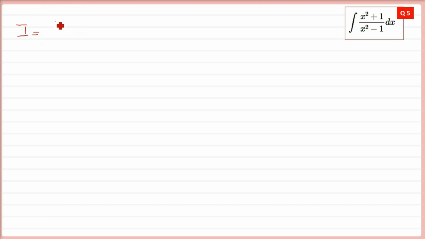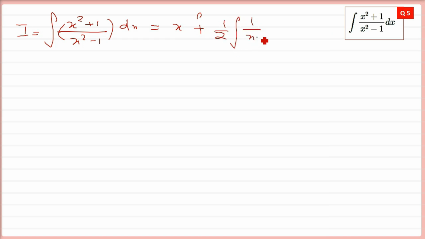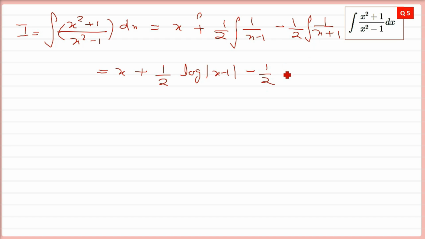Now this I will become like this. I equals the integral of x square plus 1 by x square minus 1, which will be equal to, A and B we have already found out. The first term was x; integration of dx was x. So x plus 1 by 2 we can take outside: integration of 1 by x minus 1, then minus half integration of 1 by x plus 1. So x plus half, 1 by x minus 1 will be log modulus of x minus 1. Then minus half log modulus of x plus 1. Because inside the log everything will be under modulus, we cannot have a negative log.